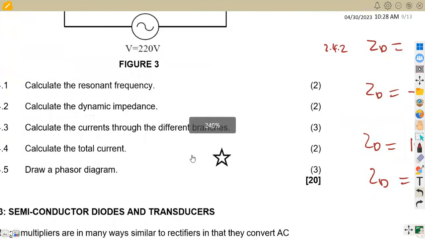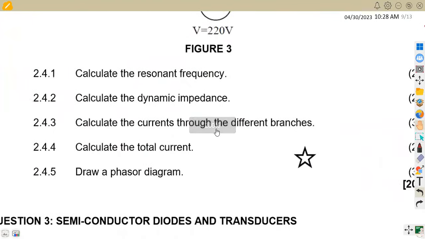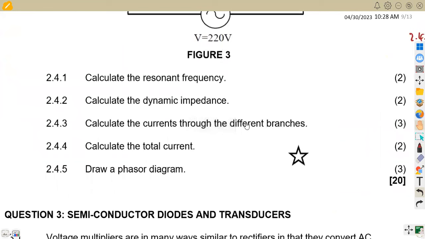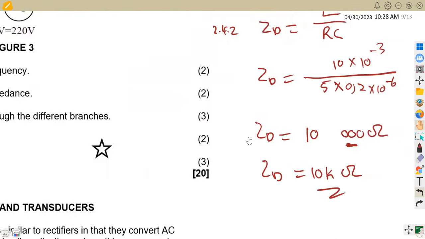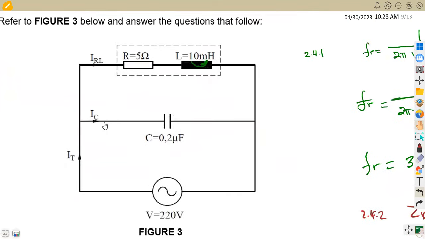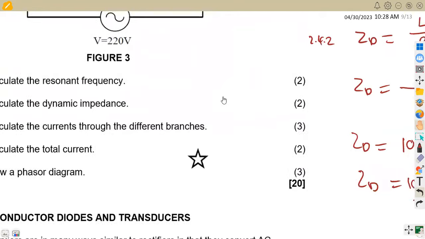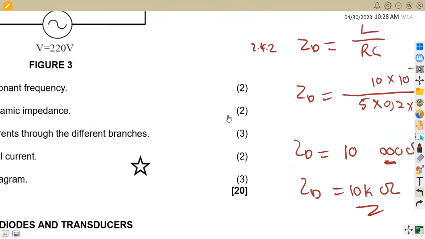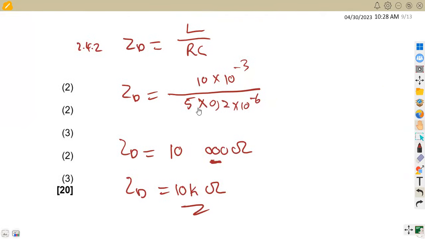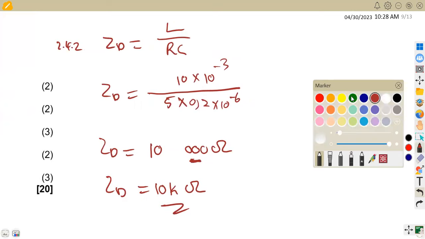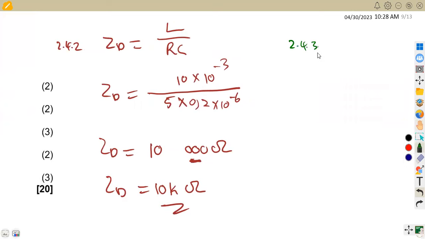All right, calculate the currents through the different branches. Okay, so take note, this circuit is at resonance, and we know that under parallel resonance these two currents are equal. The current through the capacitor and the current through the coil, these two are equal. All right, so this is 2.43.